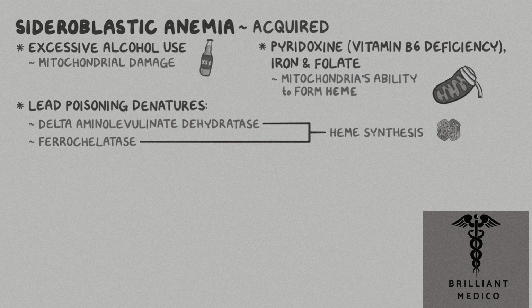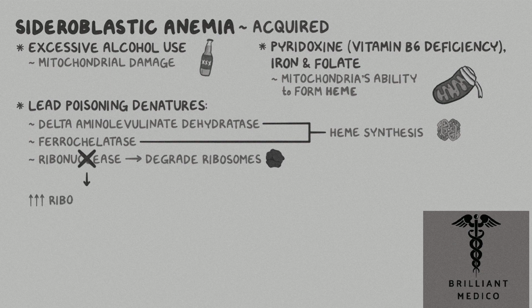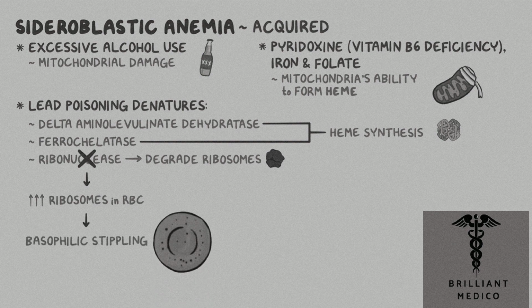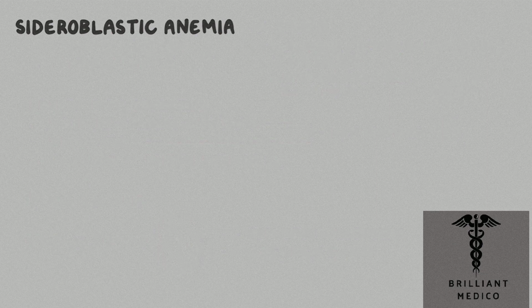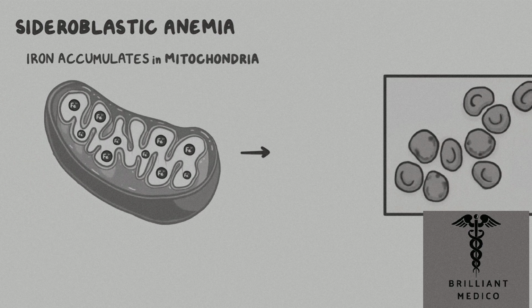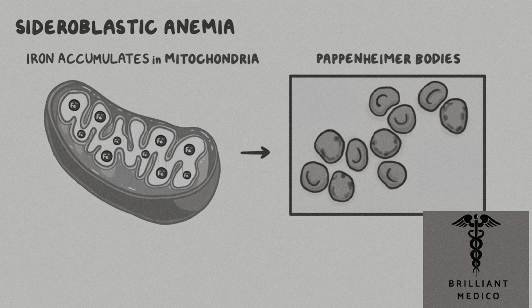Additionally, lead poisoning can also denature ribonuclease, which is an enzyme that degrades ribosomes. Without it, this leads to a buildup of ribosomes in the RBC, and can cause a characteristic studded appearance on histology, called basophilic stippling. Basophilic stippling is indicative of ineffective hematopoiesis, and can be seen in other types of anemias. These causes of sideroblastic anemia stop the iron from being incorporated to form heme, which allows the iron to accumulate in the mitochondria, resulting in Pappenheimer bodies seen on blood film.